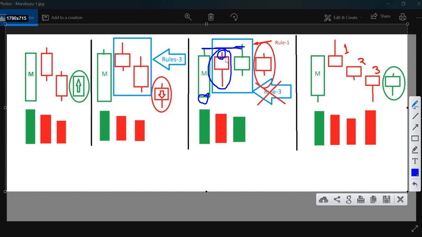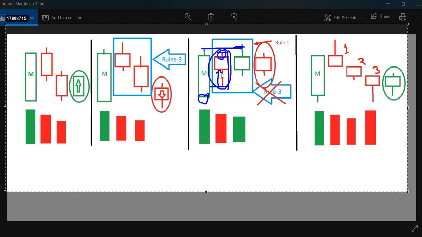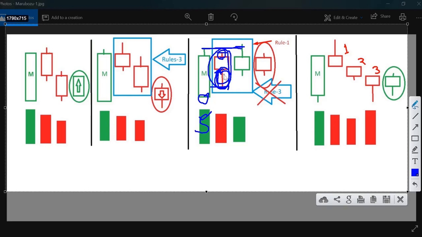Okay, then sellers enter and go down. Again buyers strongly enter from the lower side and go up. That means buyers strongly fight here, and these buyers decrease the sellers volume. This volume is sellers volume. That's why this candle is red, right?